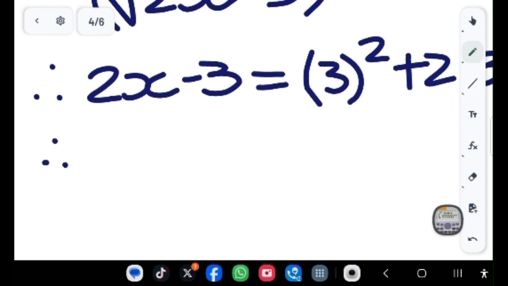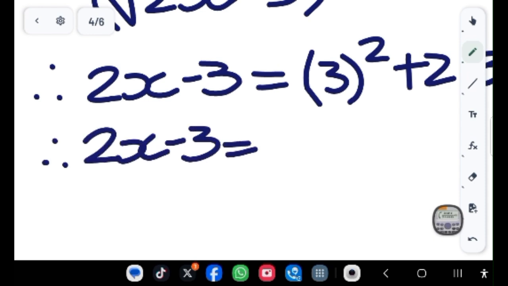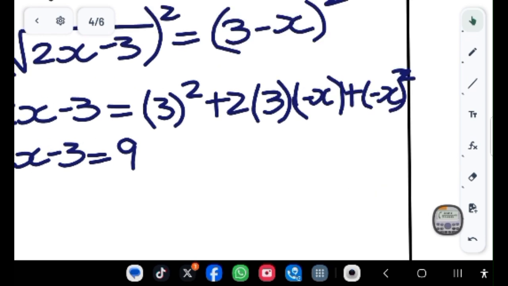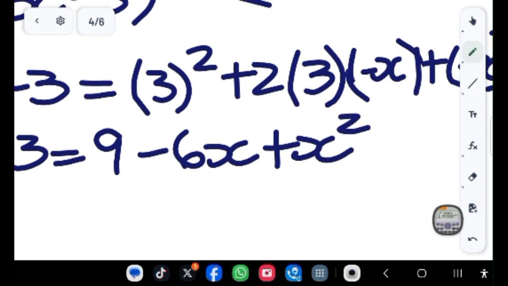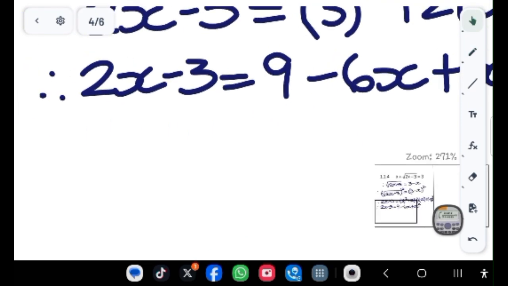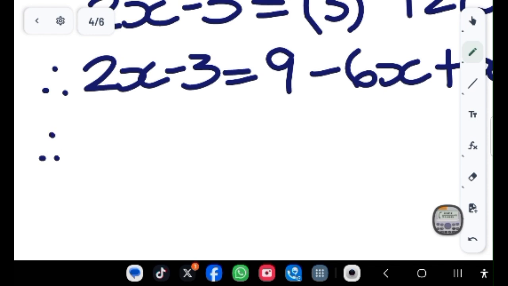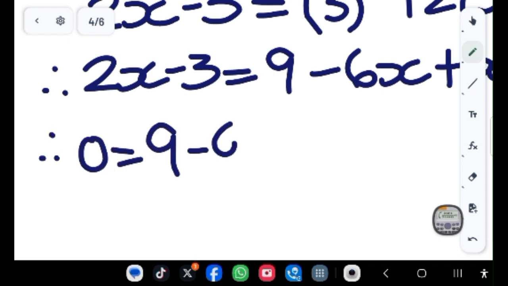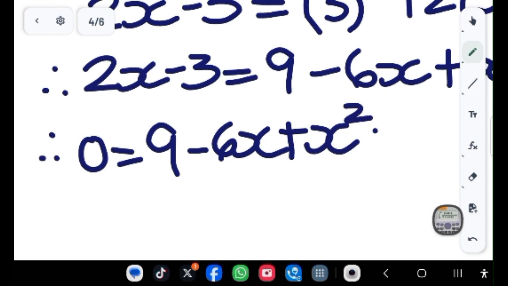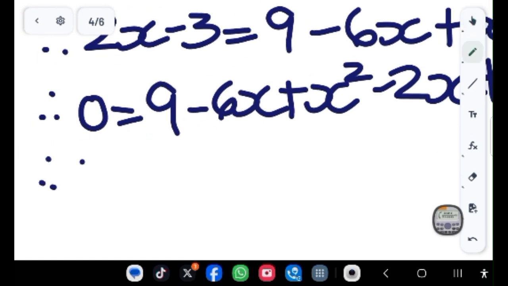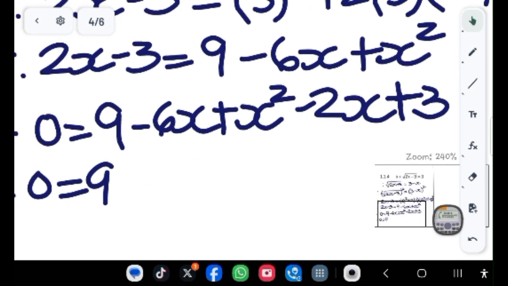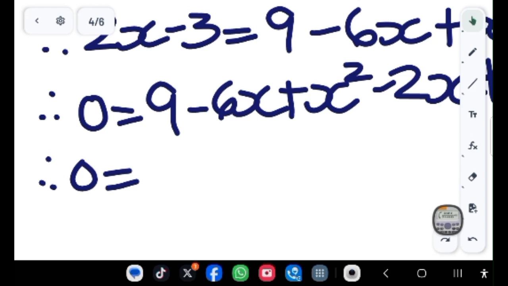Alright, so therefore that is 2x minus 3 equals 9 minus 6x plus x squared. Take everything on the left hand side to the right hand side, form a quadratic equation. That will be 9 minus 6x plus x squared minus 2x plus 3. Don't forget to change the sign when you take them to the other side. Add like terms, factorize. So that will be 9. Okay, 9 plus 3 is 12. So that will be 12.